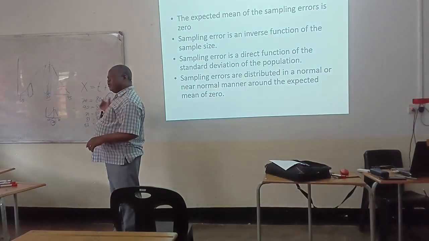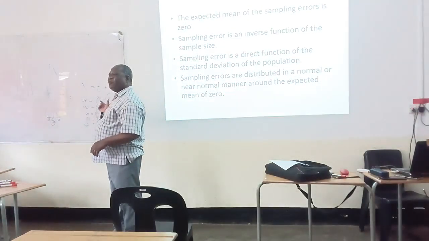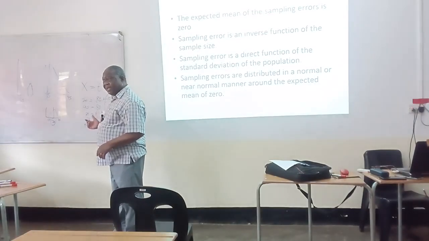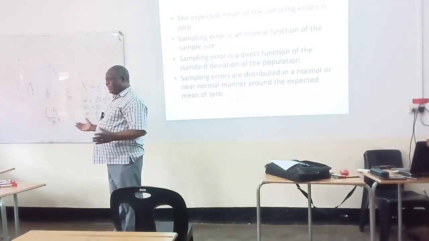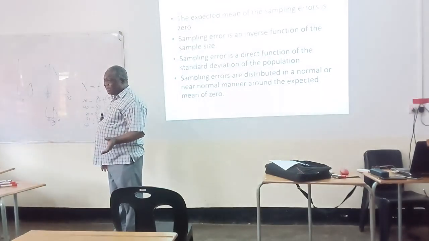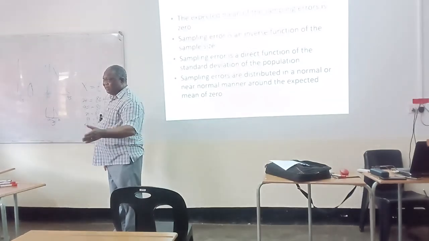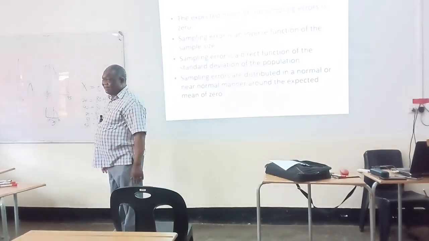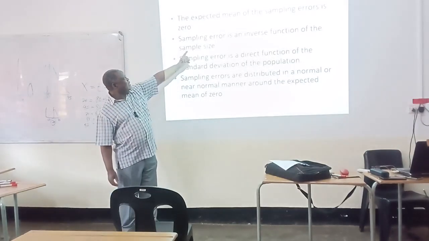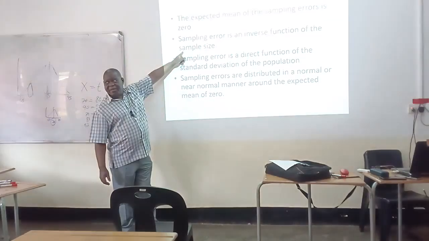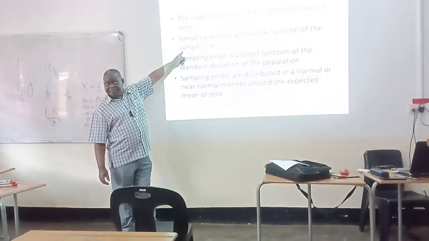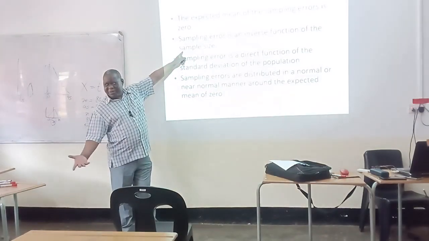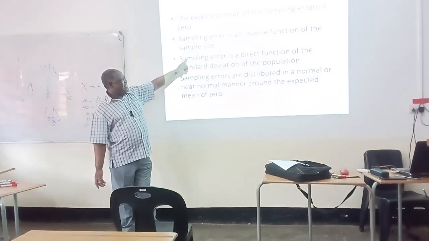The magnitude of the sampling errors will be much bigger. And that's basically because the larger the sample size, the more representative. The smaller the sample size, the less representative. So that's the second behavior of sampling errors. I hope I'm making sense, eh?